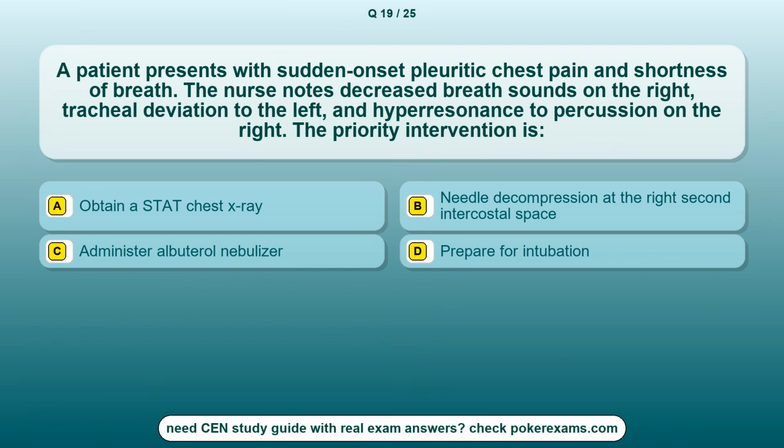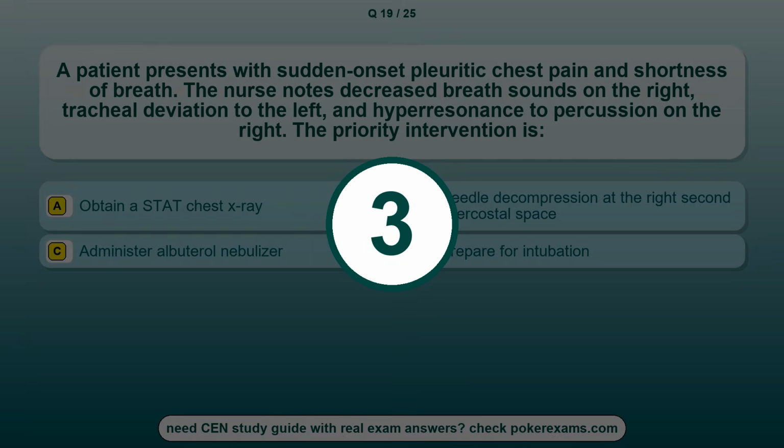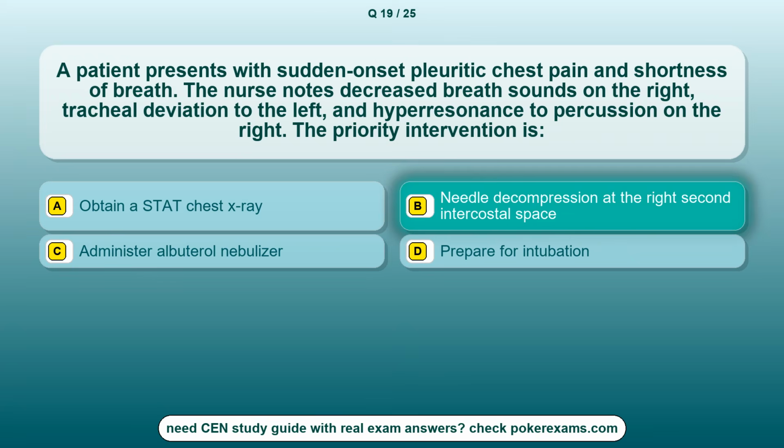Question 19. A patient presents with sudden onset pleuritic chest pain and shortness of breath. The nurse notes decreased breath sounds on the right, tracheal deviation to the left, and hyperresonance to percussion on the right. The priority intervention is. Option A, obtain a stat chest X-ray. Option B, needle decompression at the right second intercostal space. Option C, administer albuterol nebulizer. Option D, prepare for intubation. The correct answer is option B, needle decompression at the right second intercostal space.